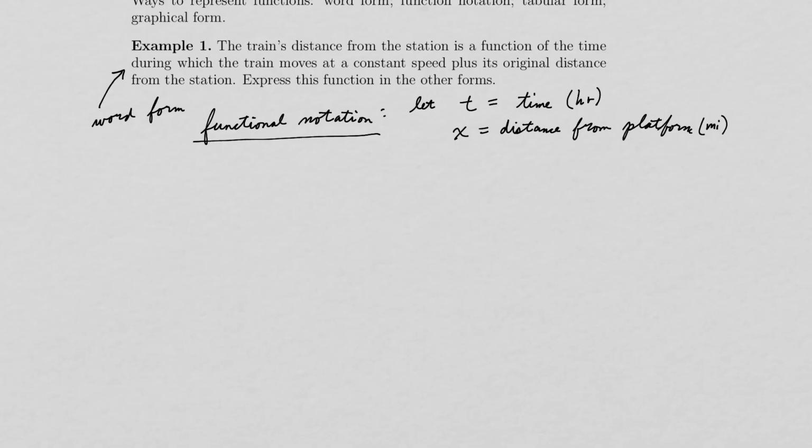The speed, remember we're told it's a constant speed. Let's just call it s. So s is the constant speed, and it has units of distance per time. It's miles per hour in our case. So this is our constant speed, and it has units of miles per hour. It's basically going to be our slope. And then the original distance from the platform where the train starts, let's call that D.